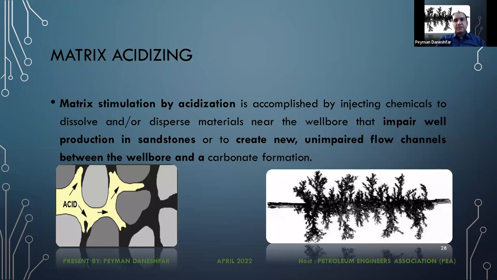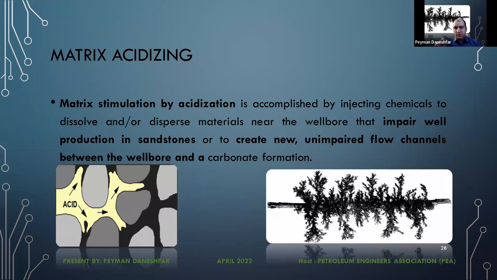And what is matrix acidizing? Matrix acidizing is accomplished by injecting chemicals to dissolve or disperse matter near the wellbore that impairs well production in sandstone, or to create new or unimpaired flow channels between the wellbore and the carbonate formation.